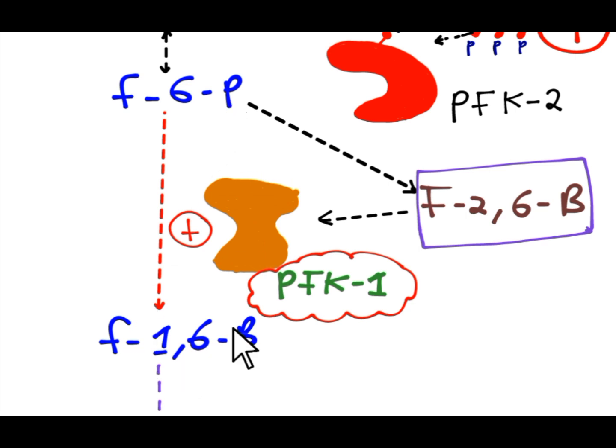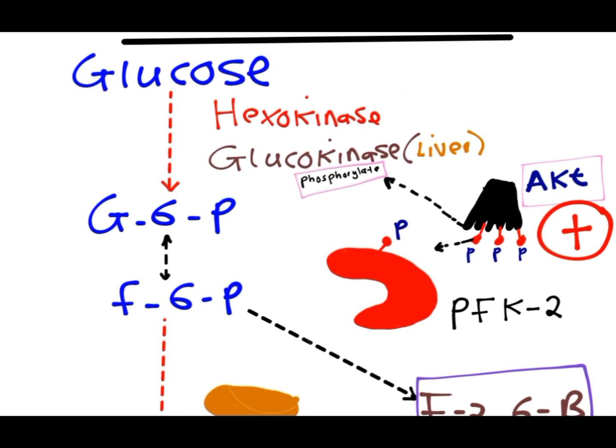So what is the overall effect of insulin on glycolysis? What you should know is that insulin activates glucokinase and it also activates PFK1. How is it activating glucokinase? Remember, insulin was activating a protein or an enzyme that is called AKT, which is also known as protein kinase B. Protein kinase B phosphorylates glucokinase in the liver and the beta cells and activates this enzyme. This enzyme is going to phosphorylate glucose to glucose 6-phosphate.